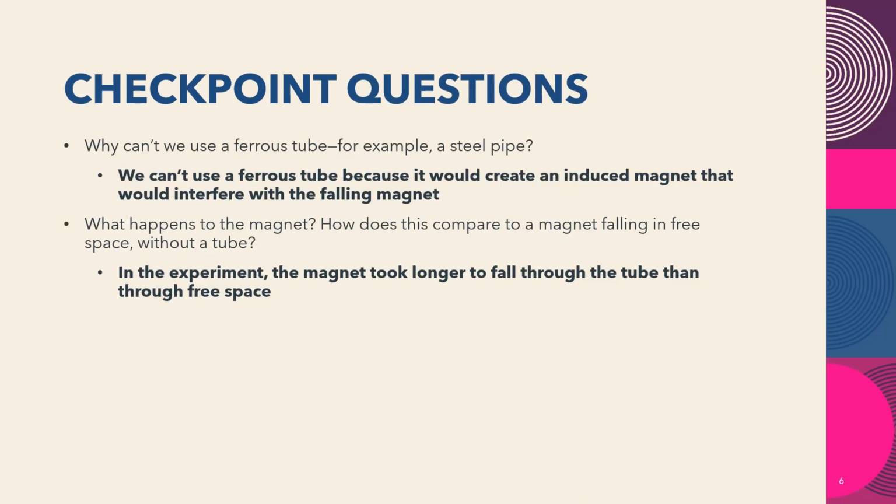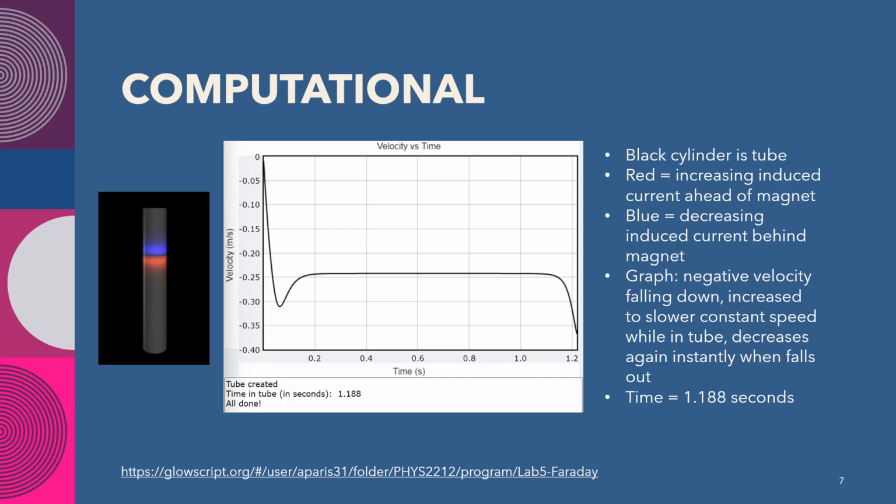Answering the 2 checkpoint questions: why can't we use a ferrous tube, for example, a steel pipe? We can't use a ferrous tube because it would create an induced magnet that would interfere with the falling magnet. What happens to the magnet? How does this compare to the magnet falling in free space without a tube? In the experiment, the magnet took longer to fall through the tube than through free space.